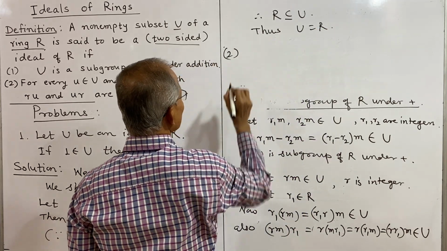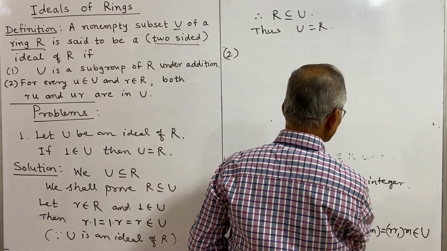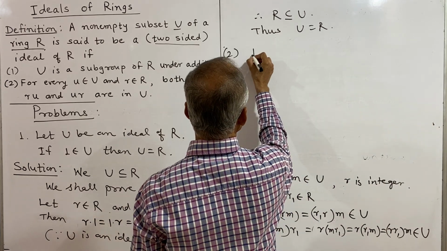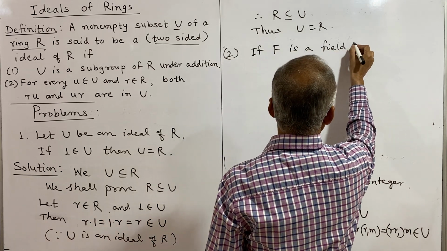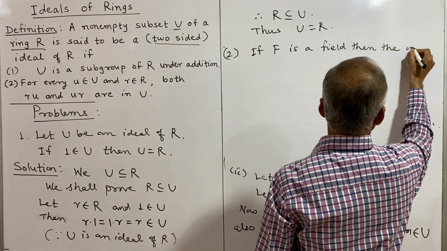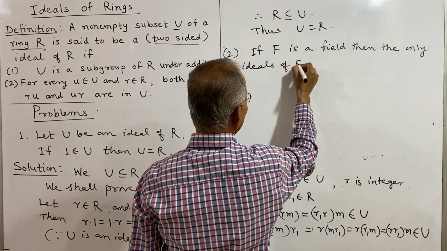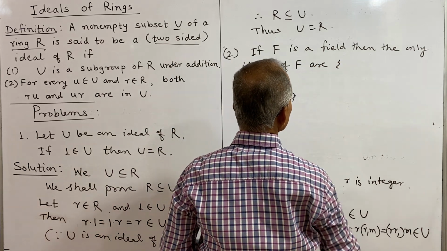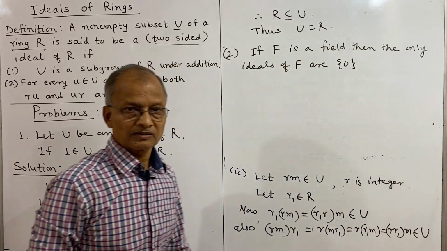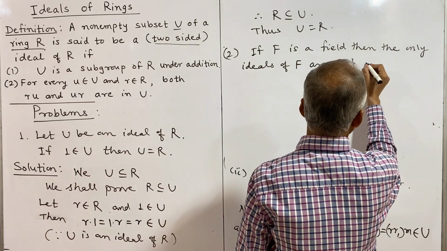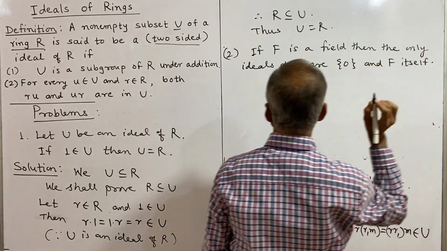So it is easy. Now the second problem we shall consider: if F is a field, then the only ideals of F are 0 and F itself. That means trivial ideals. This we have to prove.